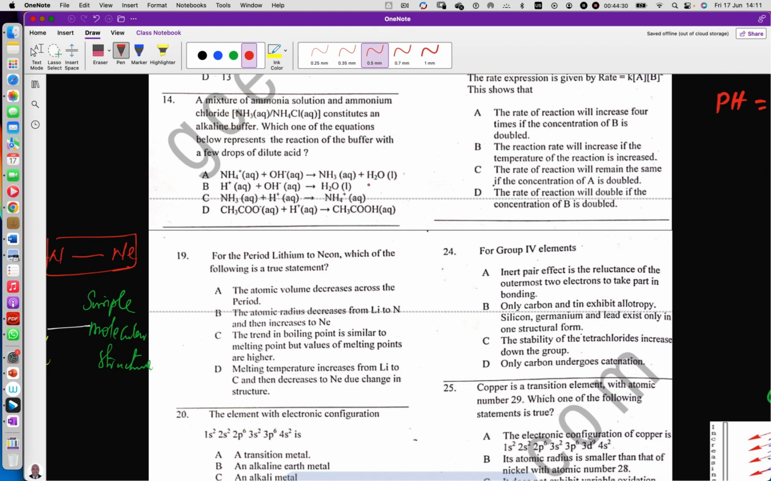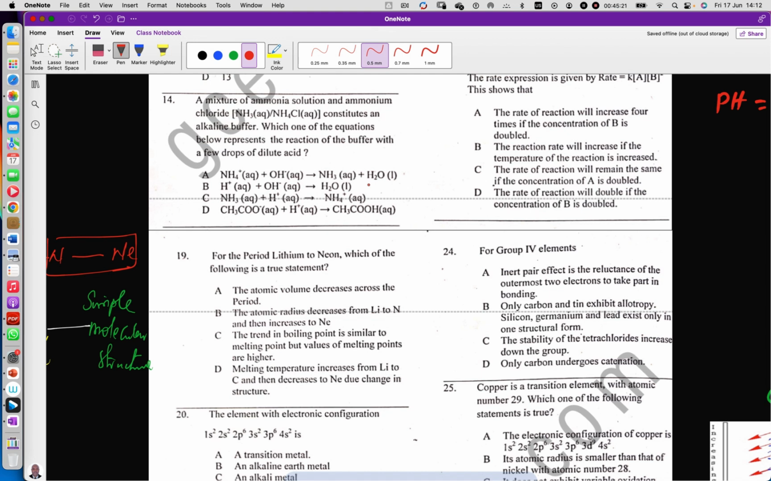Which one of the equations below represents the reaction of the buffer with a few drops of dilute acids? It is not A, as you see. It is not B, because they said a buffer with a few drops of dilute acid. With that one, it doesn't work. A does not work. B doesn't work. It's not with dilute acid, and it doesn't give a buffer.